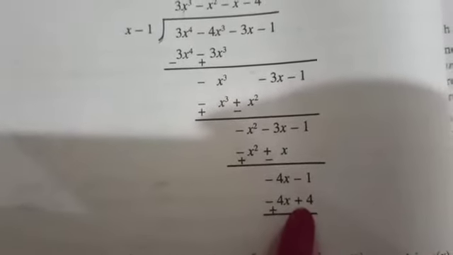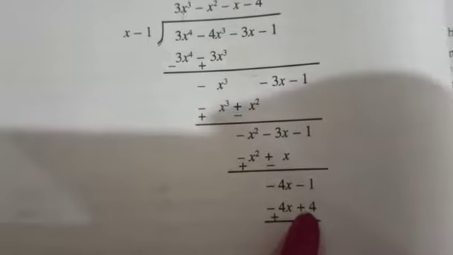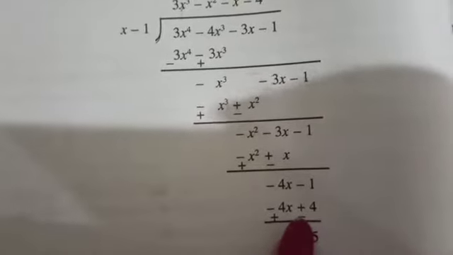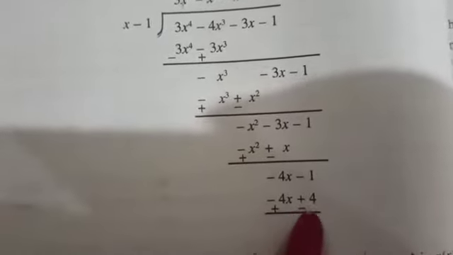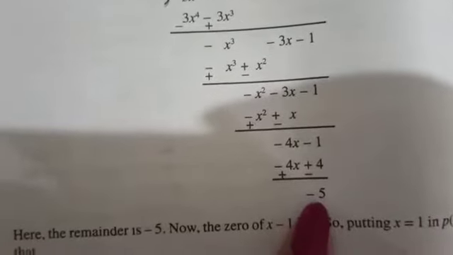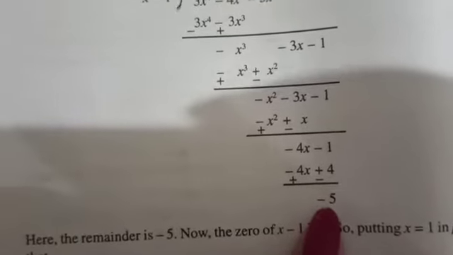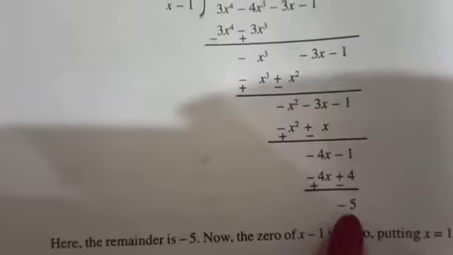Now minus 1 plus 4. But before subtracting or adding we need to change the sign. So plus 4 will become here minus 4. So minus 1 minus 4. Summed up, after summing up, it is minus 5. So minus 5 is the remainder.